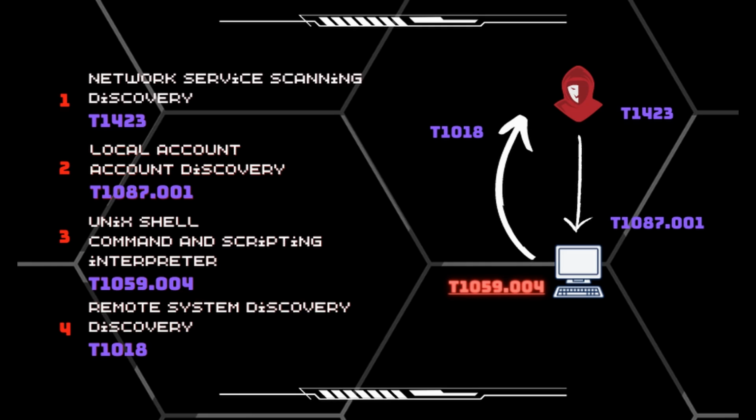Okay, so we talked about the root cause at the beginning, so what is it? Well, it's step 3, T1059.004, Unix shell, and this is part of the command and scripting interpreter technique. As a cyber professional, addressing the vulnerabilities in step 3 stops this entire attack chain early on.